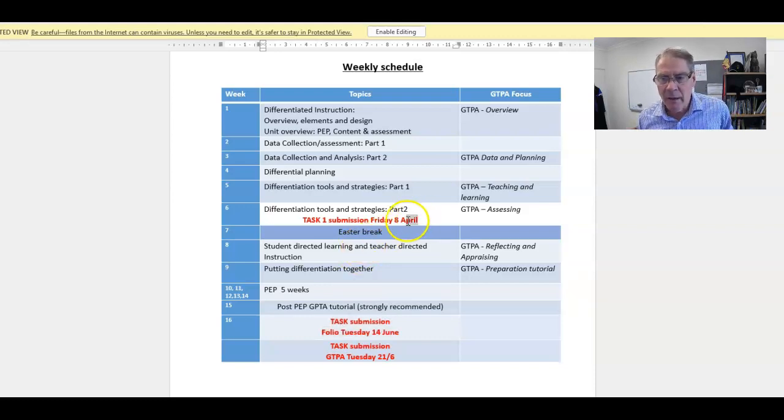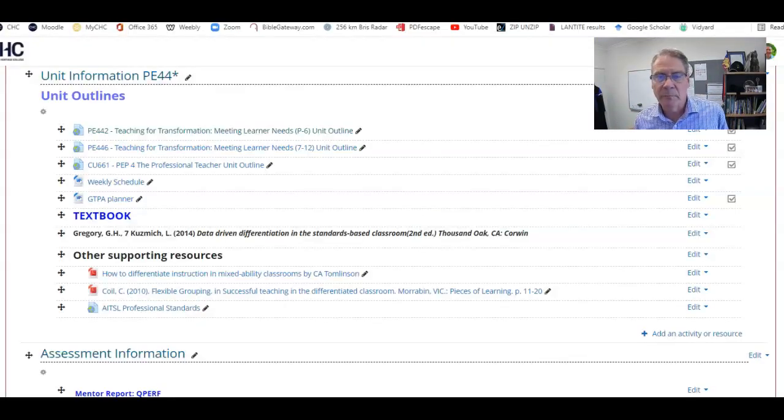But notice here that we have a task 1. Task 1 is a new task to this unit, and it's a stepping stone task that you need to do. It bridges the GTPA, and it gives you really essential learnings and essential skills that will be tightly aligned with the GTPA. So that's a bridge, and that's due before Easter. So that's the schedule that we're going to follow.